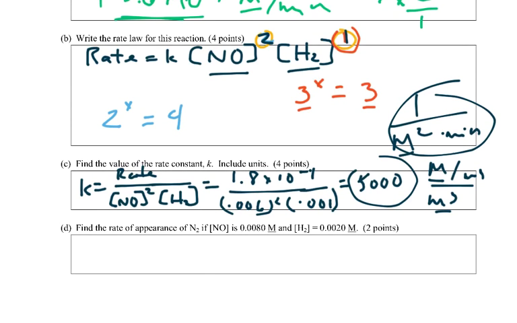So the last part here is just going to have to be substitute now that you know this number. Then just go back to your equation, substitute in these two values, and you get an answer of 6.4 times 10 to the negative 4 moles per liter per minute. Okay, good luck.